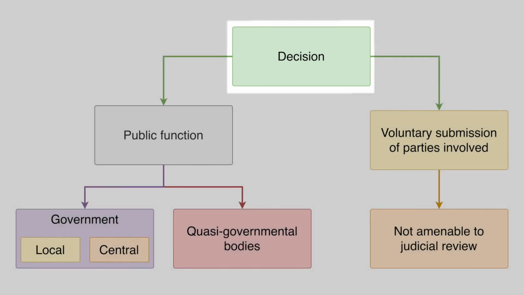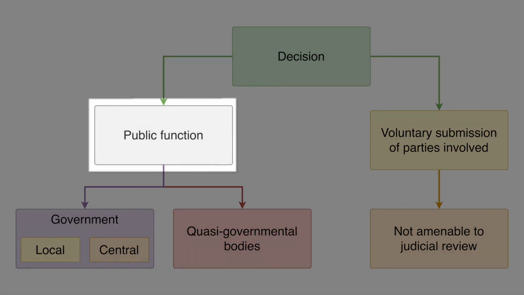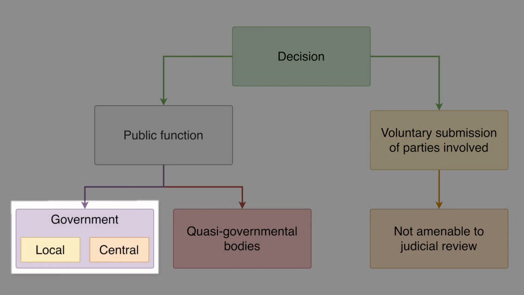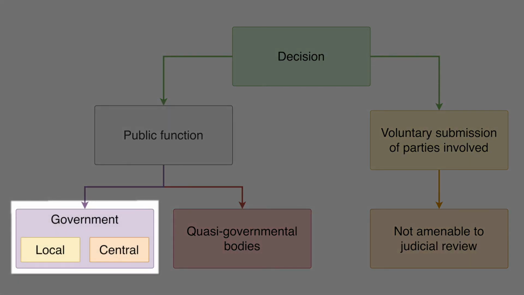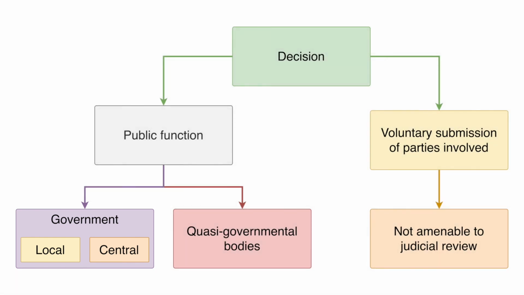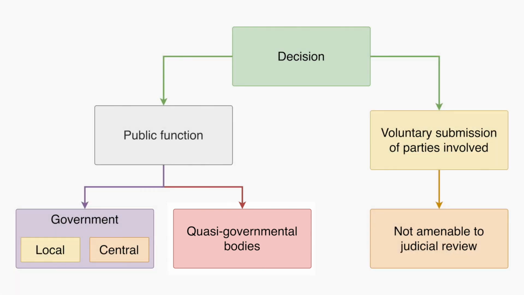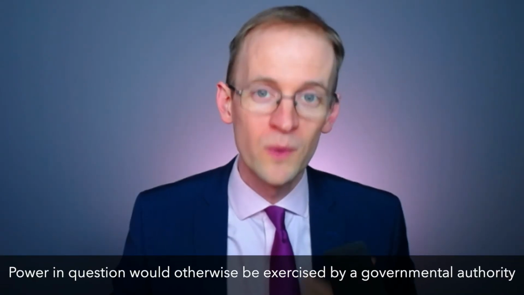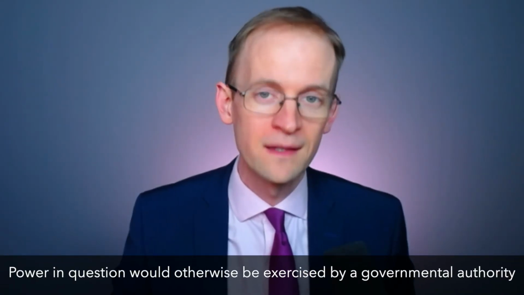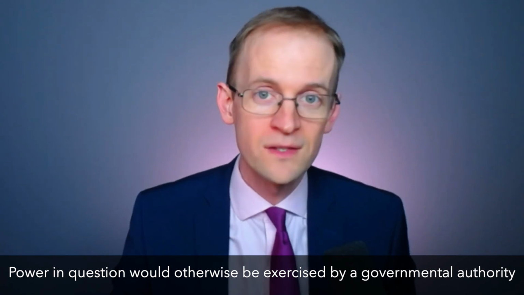A decision must relate to the exercise of a public function in order to be reviewed. These are typically decisions by central government or local government. However, it is sometimes the case that non-governmental bodies exercise functions of a public nature, or, for example, certain quasi-governmental bodies. If the power in question would otherwise be exercised by a governmental authority, then this is a strong indication that the action is judicially reviewable.